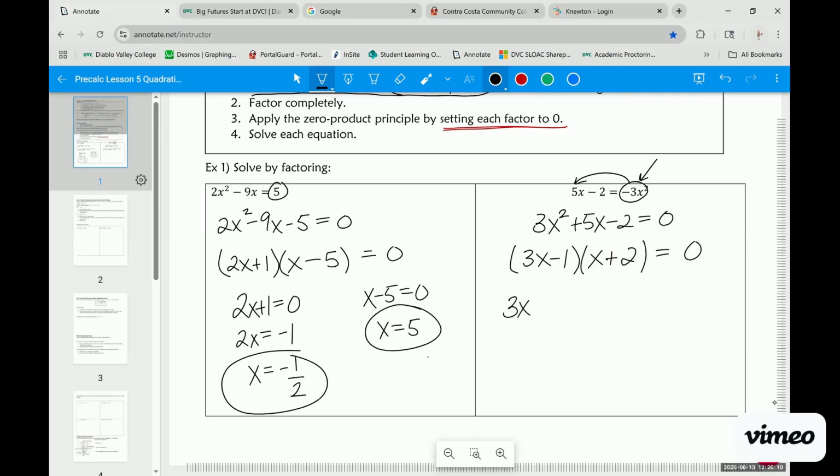And then since it's already two things multiplied equals 0, I will set each one equal to 0. And now I have my two answers. So solving by factoring is pretty efficient as long as your factoring is solid.